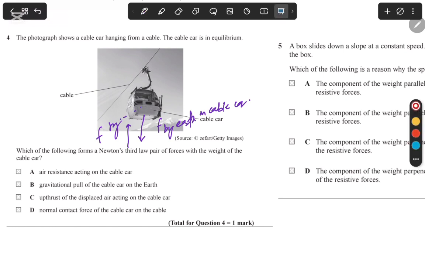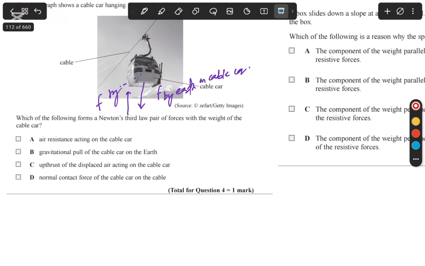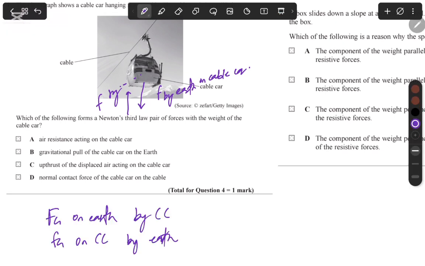Right? And we should note something very important, that Newton's third law pair forces have to be the same type. Weight is a gravitational force, which means its Newton third law pair must also be a gravitational force. And if the force is on the cable car by the earth, then the other one should be by the cable car on the earth. Okay, let me just write that down as well. So you can notice here the gravitational force on earth by the cable car, the gravitational force on cable car by earth. Okay, so the answer here, I think it's quite obvious, it's going to be B.